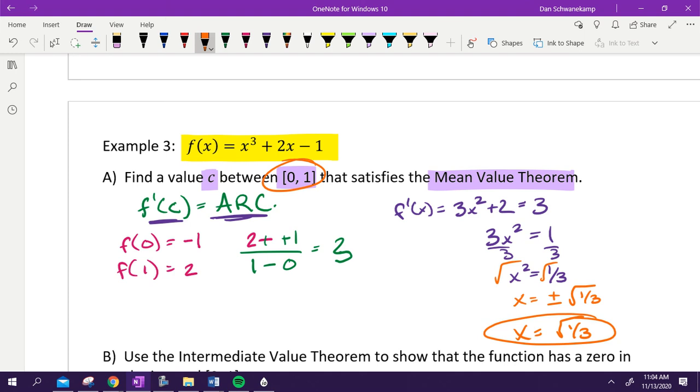Questions there? The hardest thing about mean value theorem is just understanding when to apply it. When you realize that I'm applying it when I'm trying to find the derivative, it's pretty straightforward.